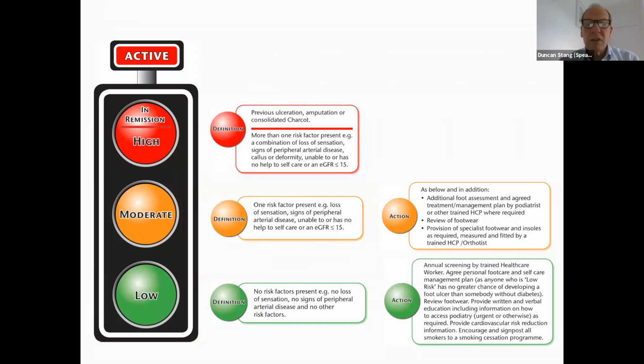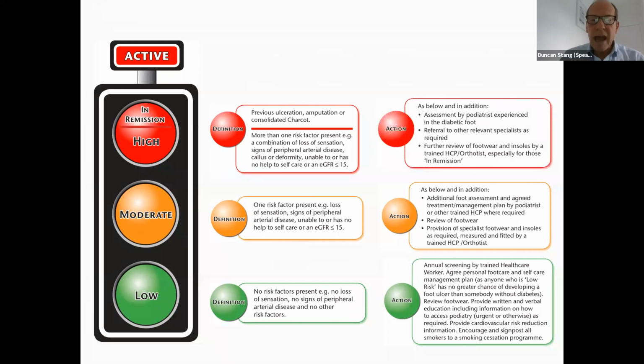So the person who's in remission has had a previous ulcer, a previous amputation, or has had something called a Charcot foot, but that has settled down. So what should happen for the people that fall into the in remission or the high risk category? There should be an assessment by a podiatrist experienced in the diabetic foot.